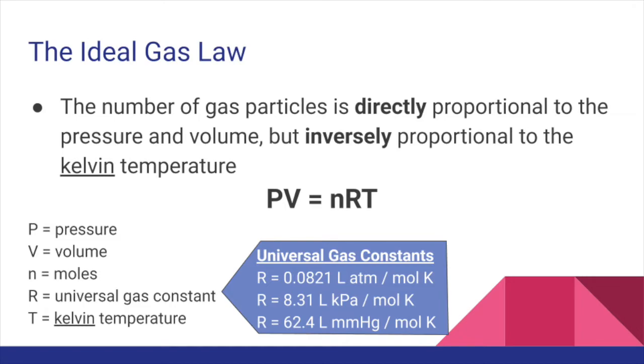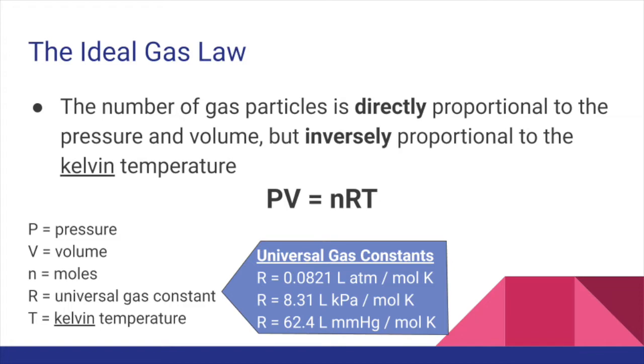That's PV equals nRT, where the lowercase n is the number of moles and capital R is the universal gas constant. To deal with the units, we will use one of these three universal gas constants. You'll want to write these down somewhere convenient.